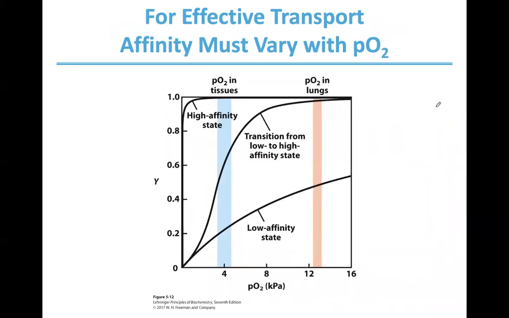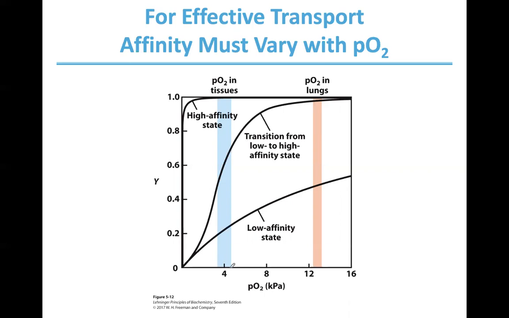So what needs to happen is the following. Here's the lungs. The partial pressure in the lungs is 13 kilopascals. If we don't do anything, then you can see that in the tissue nothing changes. The curve is such that none of it will be released in the tissue.